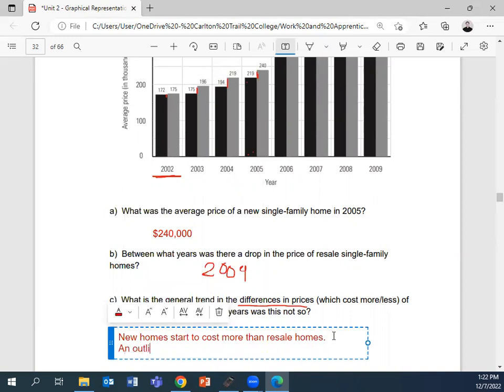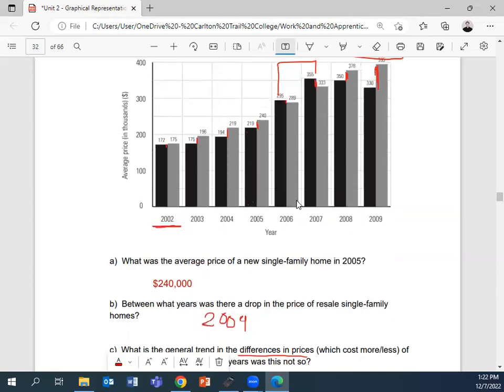An outlier, which means something outside of the trend we've seen, exists in 2006 and 2007, where old homes actually cost more money.